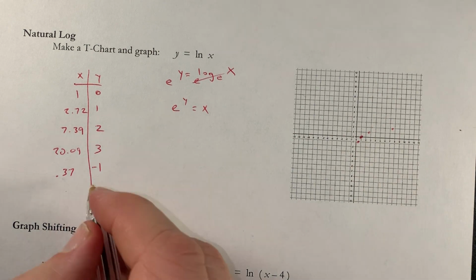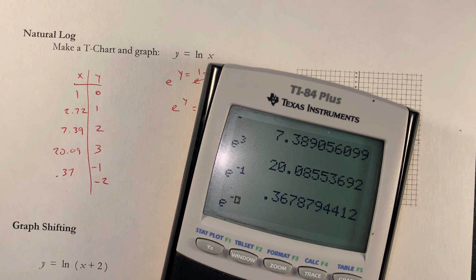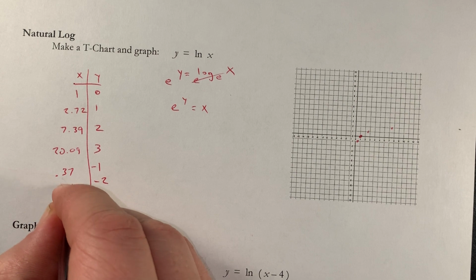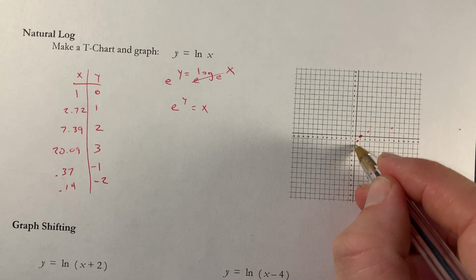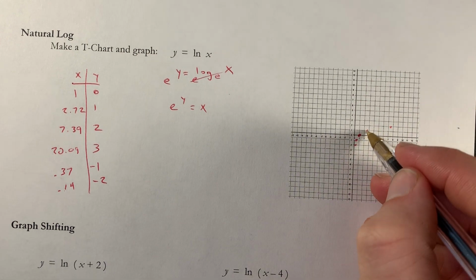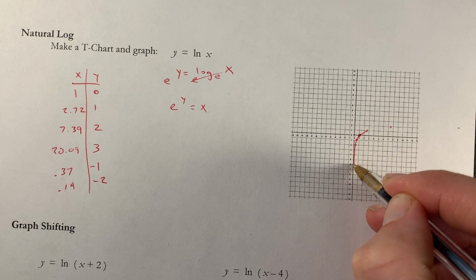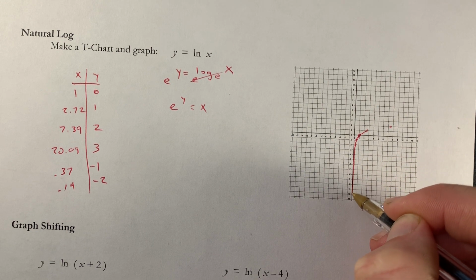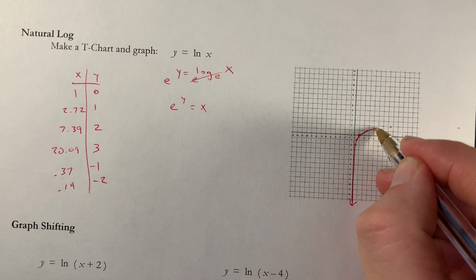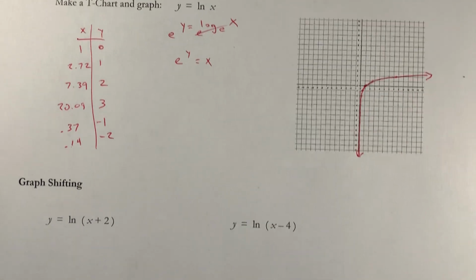Okay, then we'll do the negative 2 power. E to the negative 2 power, 0.14. So 0.14, negative 2, and you can see this is getting closer to an x value of 0, so we're going to hug that x-axis again. It will never touch it, but it will get infinitely close. So that's what our graph should look like.